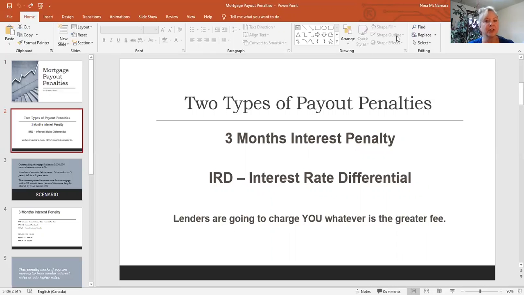Now, lenders are only going to charge you one or the other. But the trick is they're going to charge you whatever is the greater of the two. So if the 3-month interest is going to be higher, they're going to charge you that. Or if the IRD is higher, they're going to charge you that one. So let's look at a quick scenario, and then let's talk about how we calculate these payout penalties.